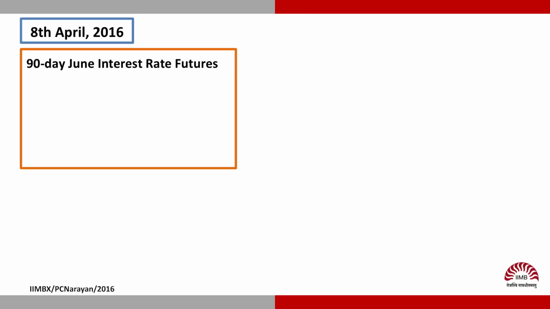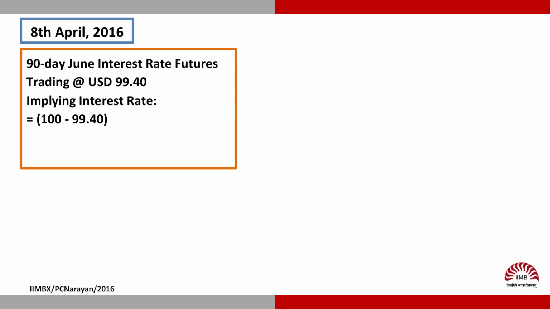Let's say on 8th of April 2016, that is today, 90-day June interest rate futures, that means interest rate futures settling on 30th June 2016, is trading at USD 99.40, implying an interest rate of 100 minus 99.40, which is 0.6% for 3 months or 2.4% per annum.